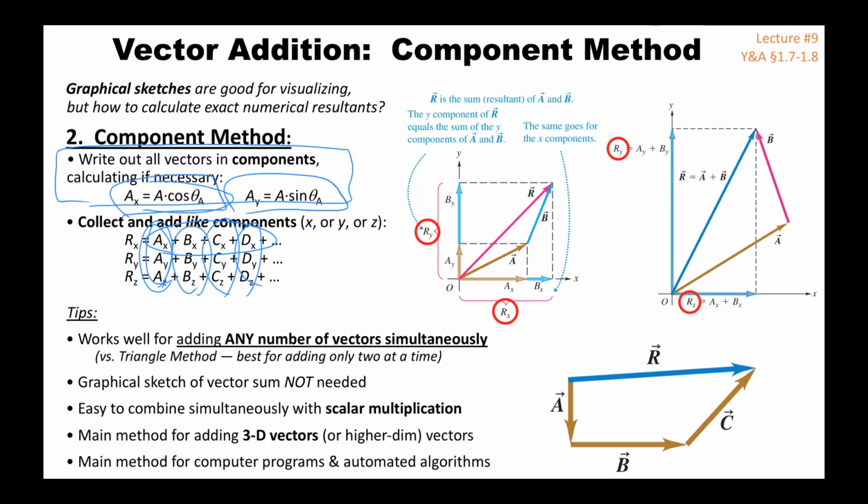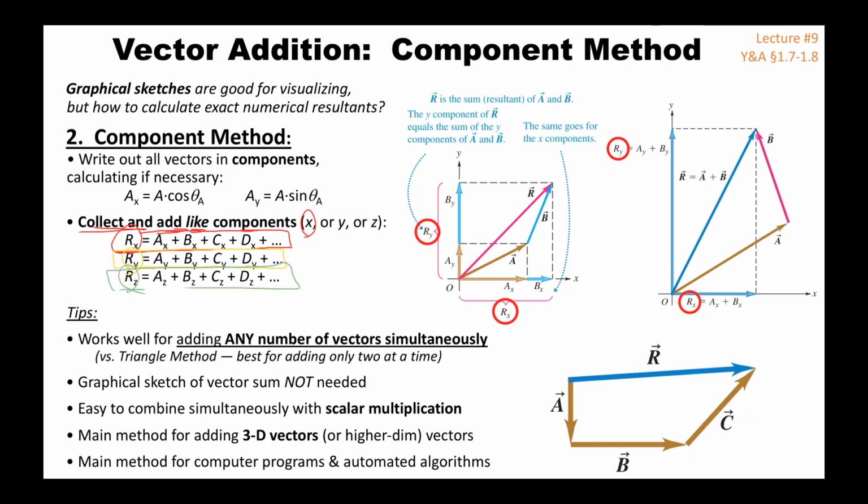Okay. Once you have all of the vectors all written out in their components, then it's very easy to simply collect and add up the like components, so the x components for all of the vectors all at once. So here are the x components of all of the vectors I might be wanting to add together, A, B, C, et cetera, et cetera. And what does that give me? It gives me the x component of my resultant. Then collect and add all of the y components of all of my vectors, and that gives me the y component of my resultant. And the same would be true if I had three-dimensional vectors, and I could get the z component.